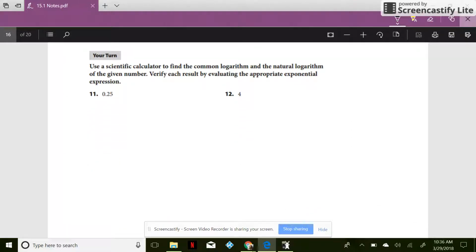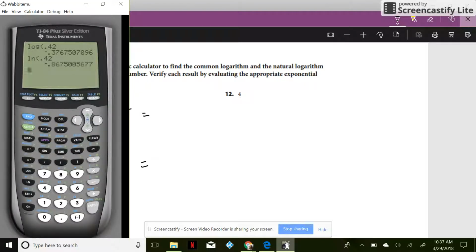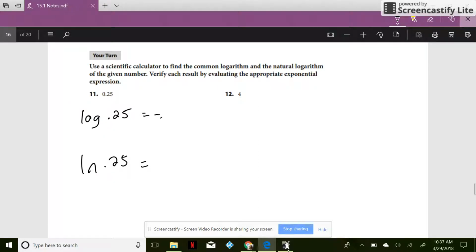So we want to find the common logarithm and the natural logarithm of these numbers. So if we take log of 0.25 and then natural log of 0.25, I'm going to see what values we get. So log 0.25 is -0.602, and natural log of 0.25 is -1.386.